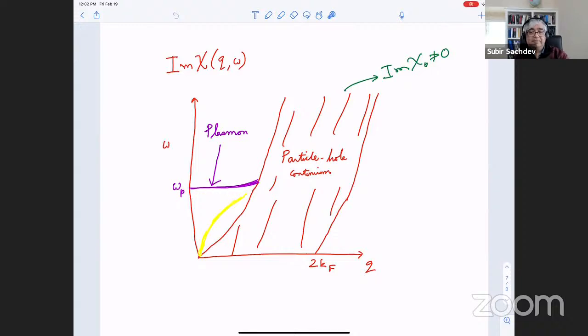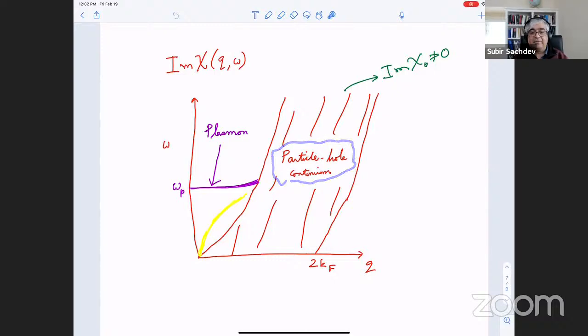Okay, so welcome. I've shown here on the screen the basic physics of the problem we've been studying so far, which is electrons moving in a uniform positive background. On this screen, you see the region of Q and omega space where the imaginary part of chi(Q, omega) is non-zero. And there are two basic types of excitations. There's the particle-hole continuum.